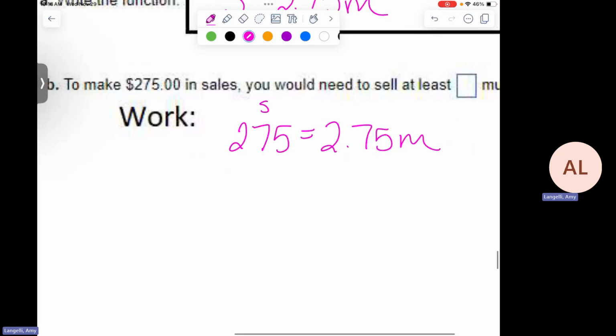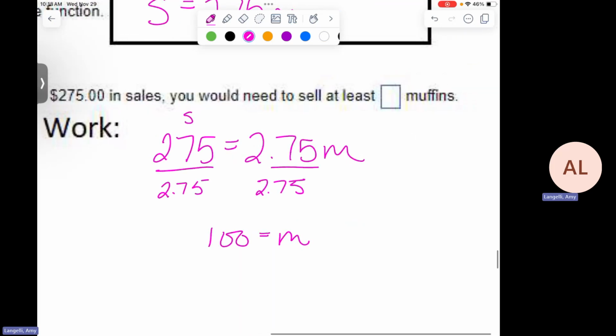So it got plugged in for S for sales. How do you get M by itself? Good. And that's 100, right? 100 muffins.